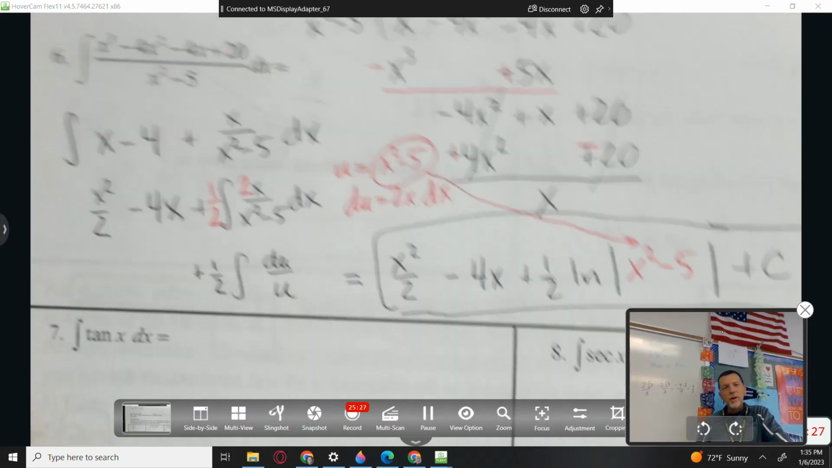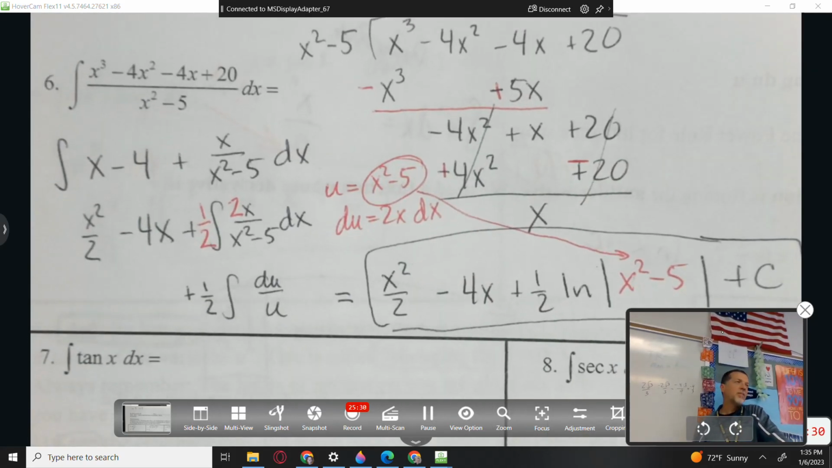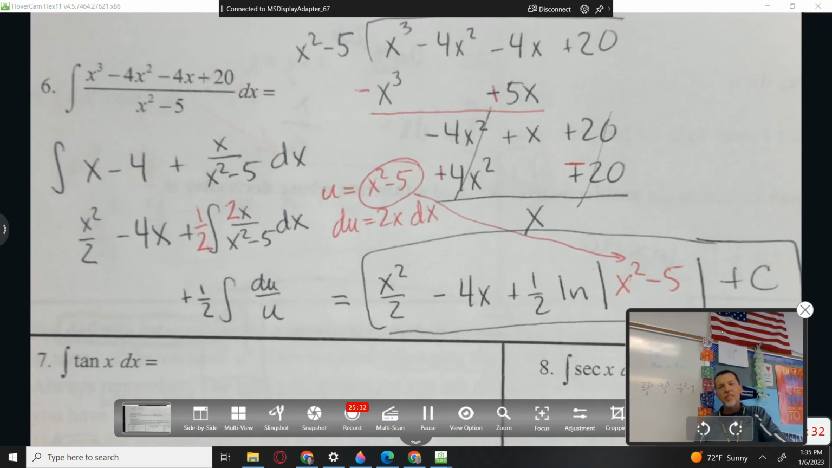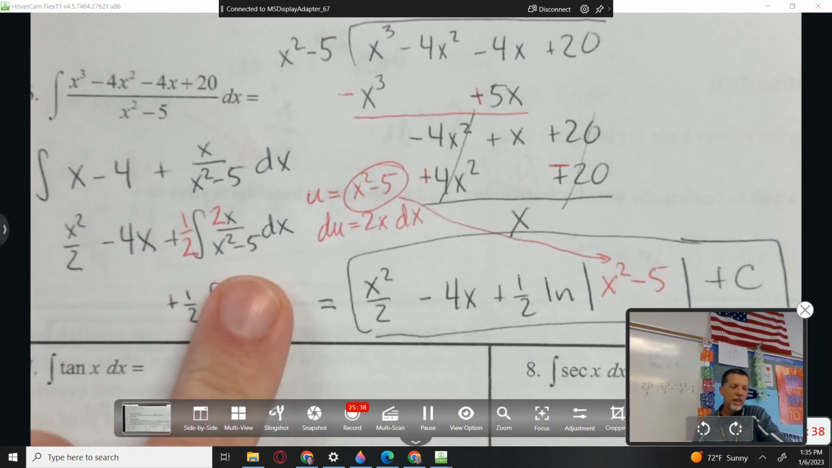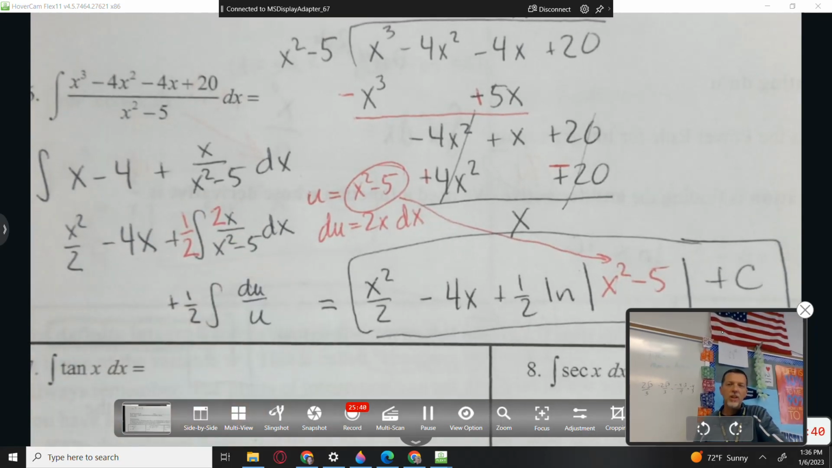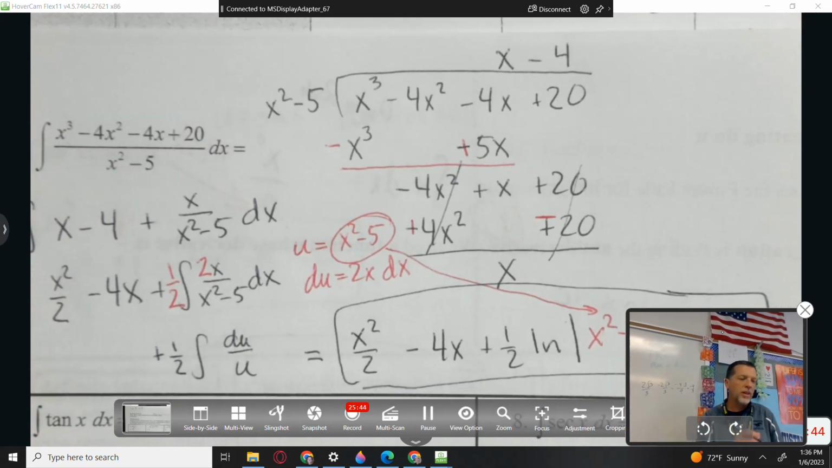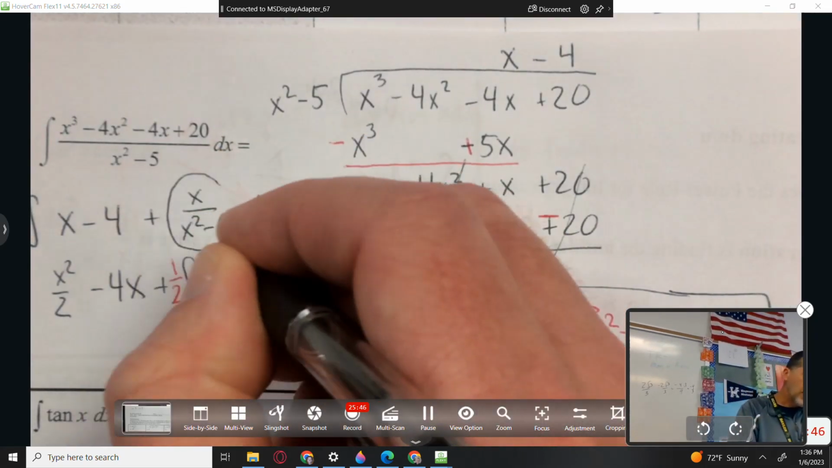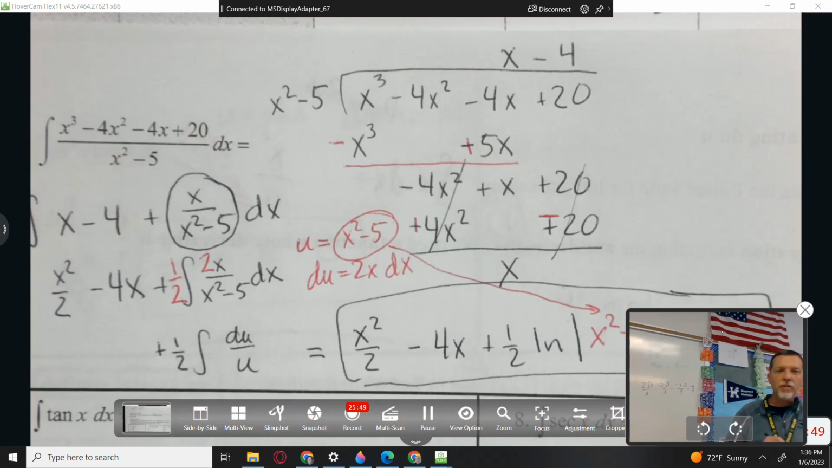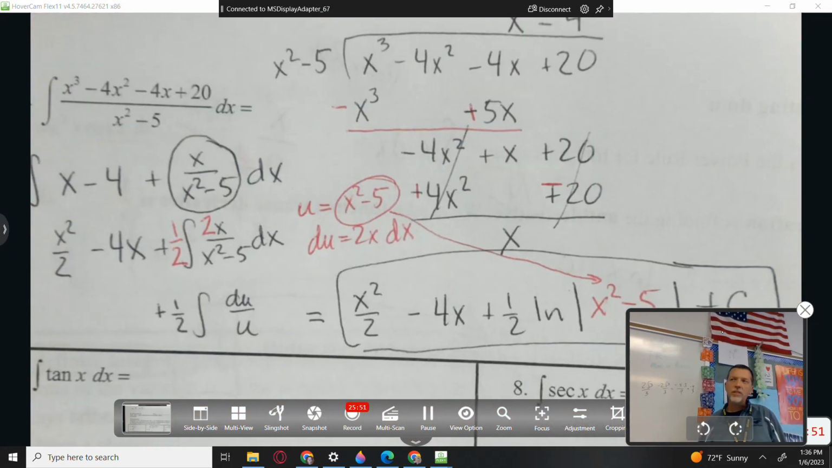If the top's bigger than the bottom, you've got to divide. Maybe synthetic, maybe long divide. And then the real fun begins, because now you have multiple things to antiderivative. Usually, one of them is a natural log. The last piece is almost always a natural log, because you end up with this remainder that instead of a remainder we turn into a fraction, which then turns into a natural log.